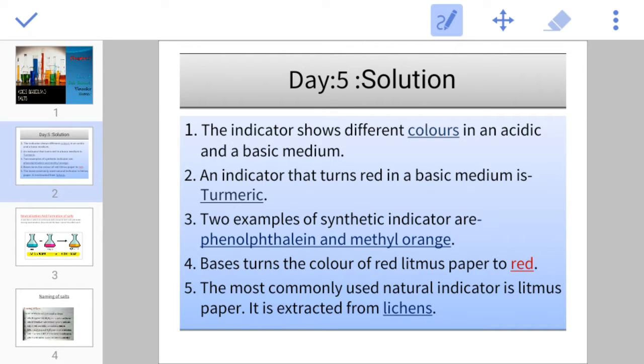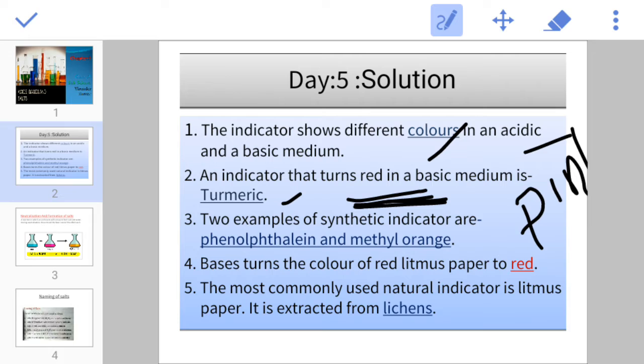First of all, these are the fill-ups. Number 1. The indicator shows different dash in an acidic and basic medium. It is colors. There is a change in the color that indicates whether the solution is acidic or basic. Number 2, an indicator that turns red. If it gives red color, then it is turmeric. If it gives pink color, then which indicator are we using here? You have to write it in my comment section.